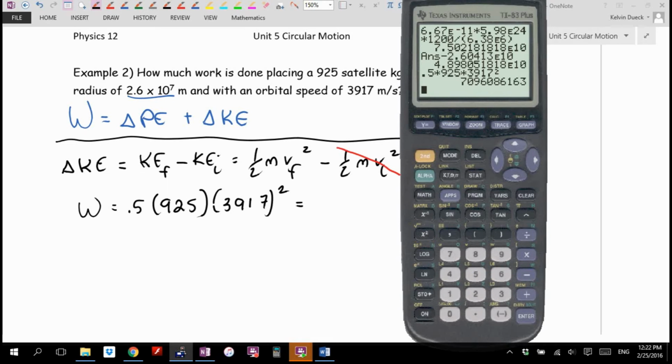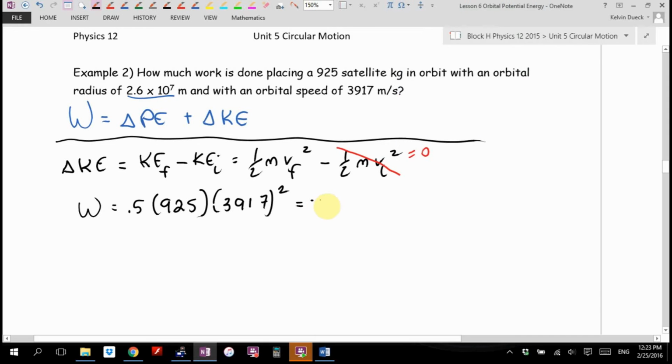I get 7.096, times 10 to the 1, 2, 3, 4, 5, 6, 7, 8, 9. Some of your calculators might already give this to you in scientific notation. I've got a 10-digit display. 7.0961 times 10 to the 9th joules. That's how much fuel I better pack just to keep my satellite in orbit, to give it the right orbital speed.